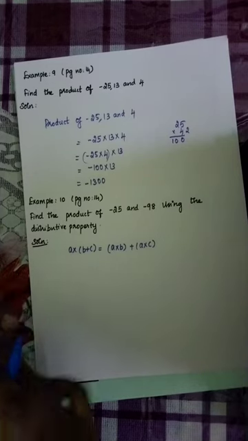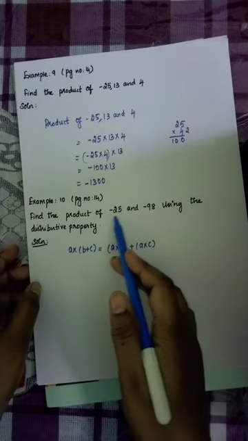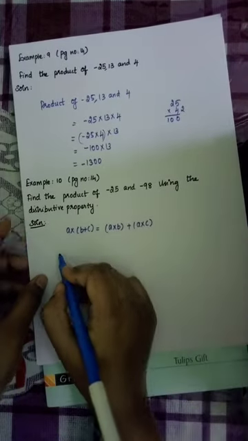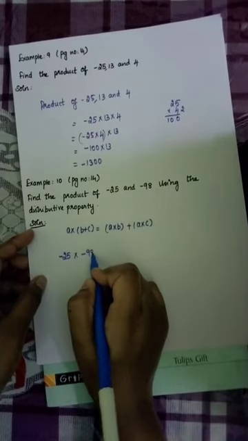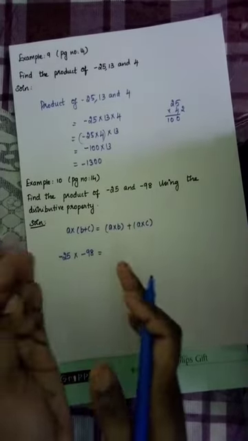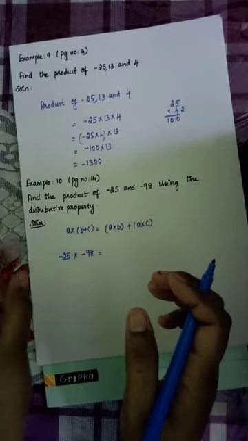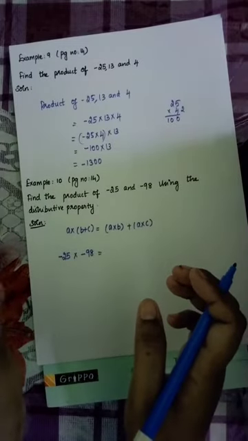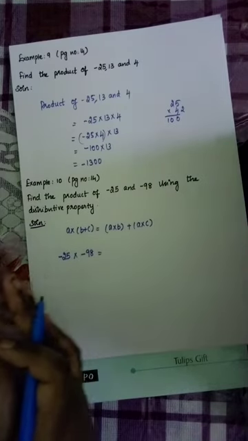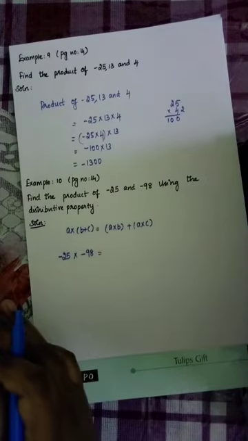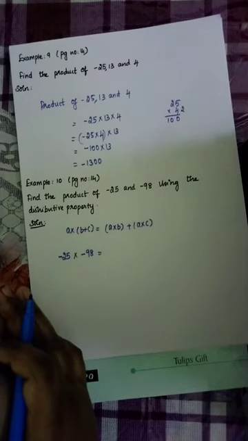See the question. In the question, only two numbers are there, that is minus 25 and minus 98. For the distributive property, we need three integers. But in the question, only two integers are there. How will you find?